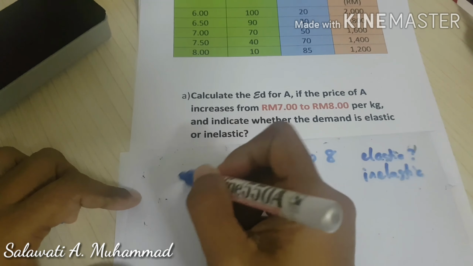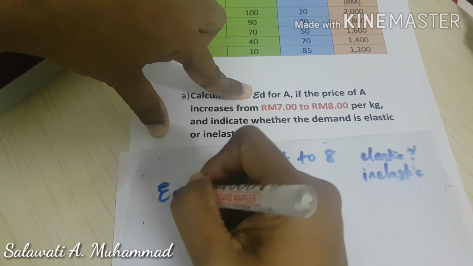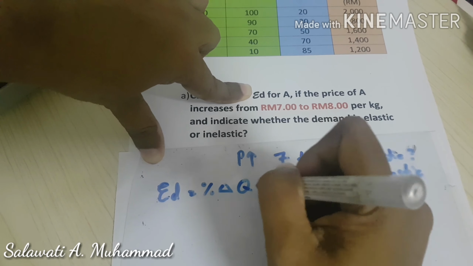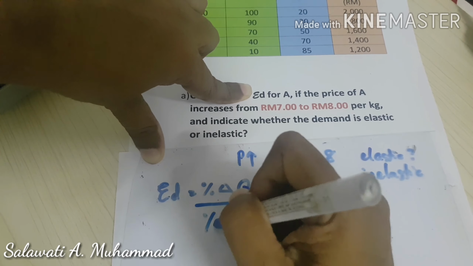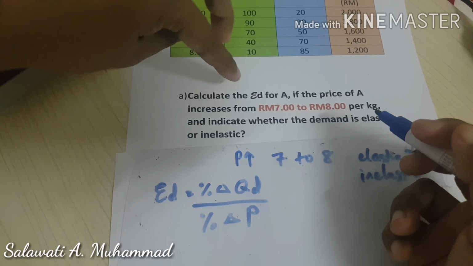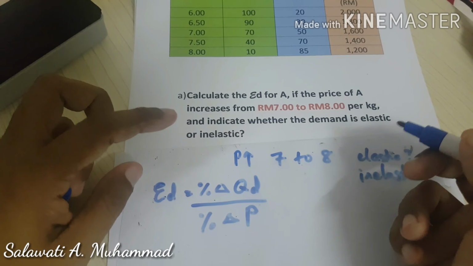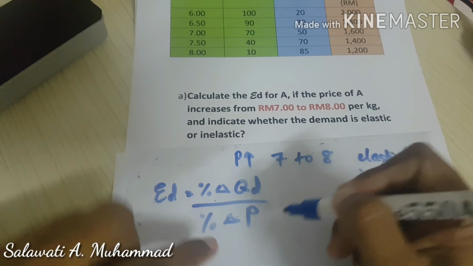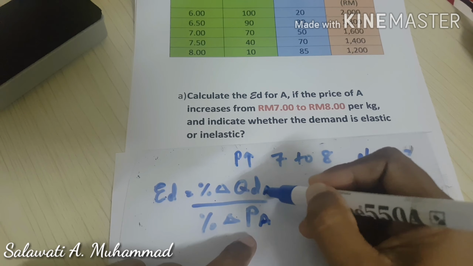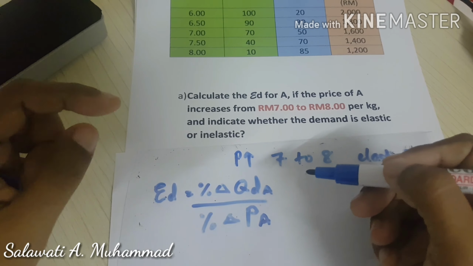Okay, you need to remember right now we talk about price elasticity of demand. The formula is percentage change in quantity demanded divided by percentage change in price. So when the question asks for good A, the price of A increases. The price here is A, so the quantity demanded must be the same product. Use product A also. We cannot use the other product.